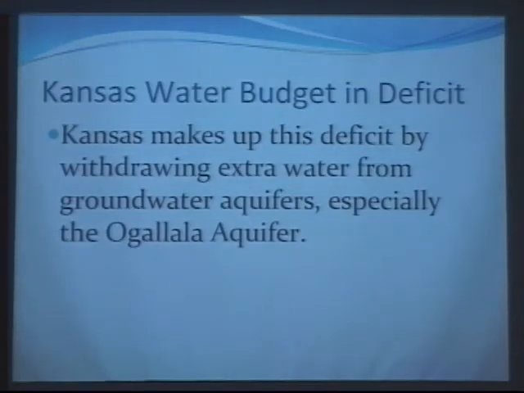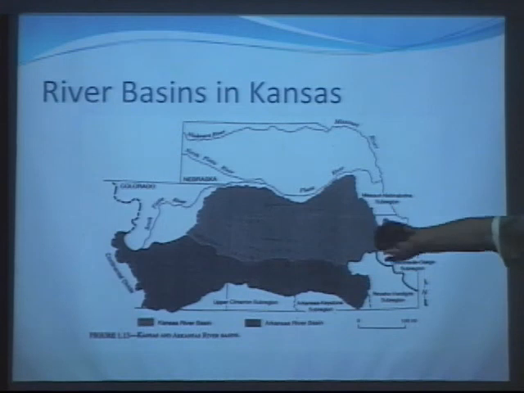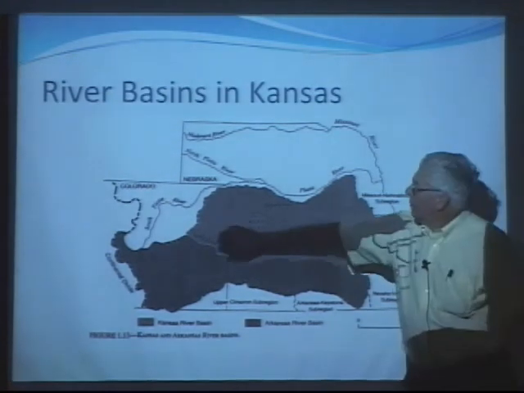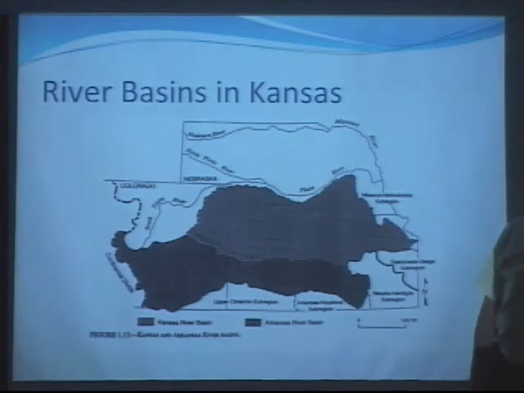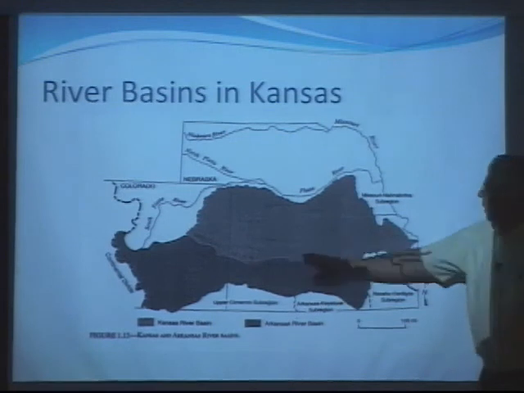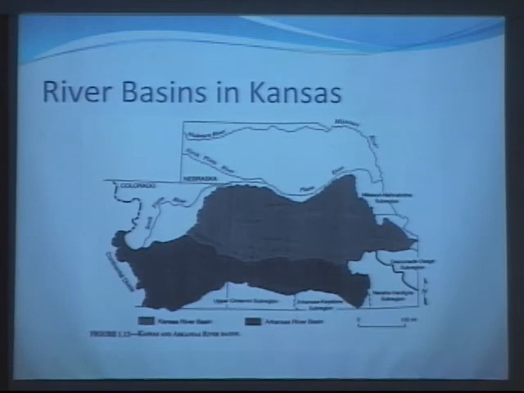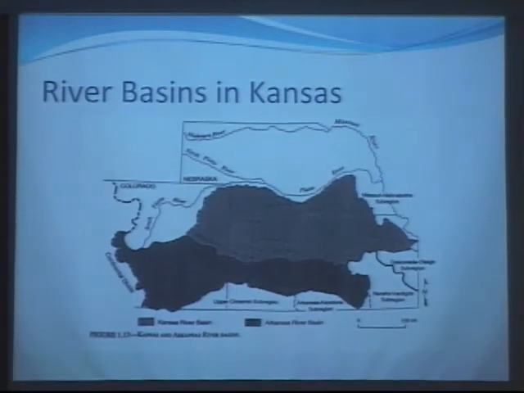Okay, so the Kansas water budget is in deficit, and we make up this deficit primarily by drawing extra water from the aquifers, especially the Ogallala. For surface water basins, last week we had a discussion about the Kansas River system, which covers the northern half of our state. So the headwaters for the Kansas River began out in eastern Colorado. The Republican goes through Nebraska, comes back down the Smoky Hill, and we learned last week also that this is the largest prairie basin for a river in the world.